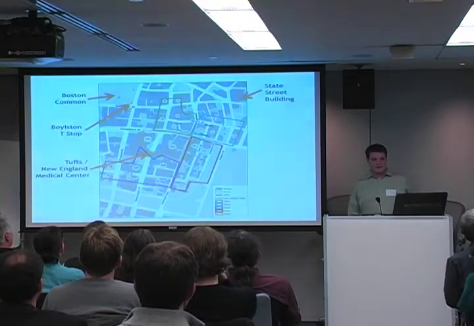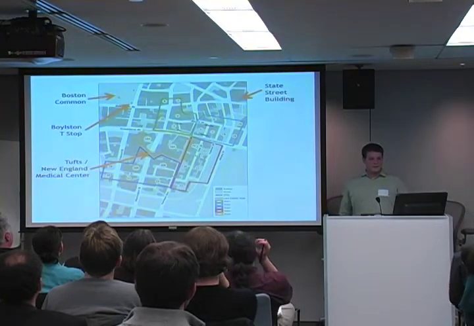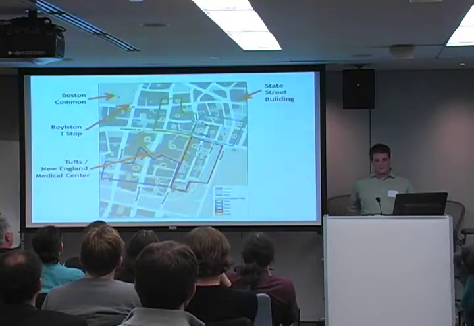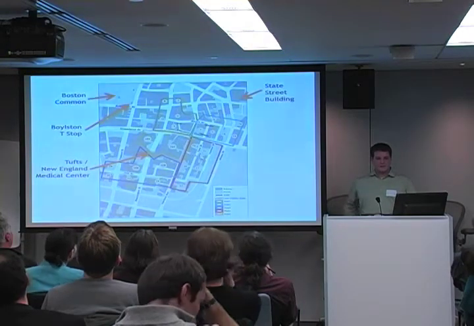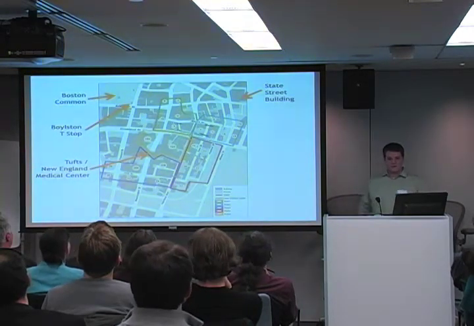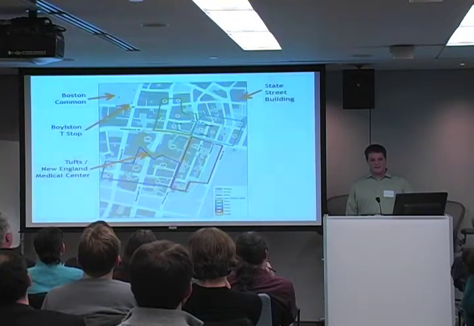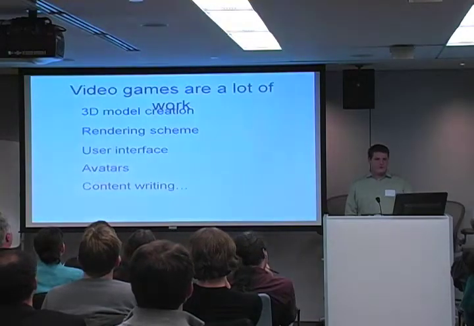So just to give you an idea of the area that we're working on, in the top left you can see the Boston Common, top right the State Street building, and the southern border is bordered by I-90. Every block with a ping pong ball on it is something that we've actually modeled. It's about 22 blocks or so.